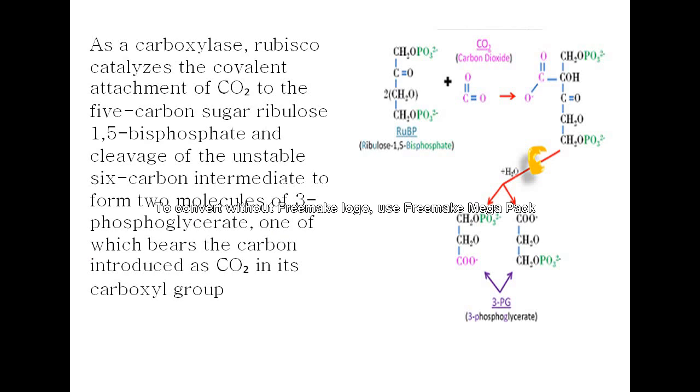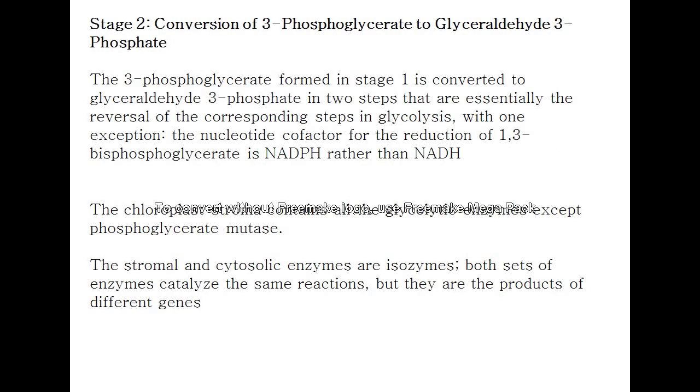Okay, so this is the reaction once again. Carboxylase attaches to the Rubisco. That 5 carbon will become 6 carbon. And the 6 carbon intermediate is not stable, so it eventually results in the formation of 2 molecules of 3-phosphoglycerate. So one of this bears the carbon introduced as carbon dioxide in the carboxyl group. അപ്പോൾ ഇതാണ് ഇതിന്റെ ഫസ്റ്റ് റിയാക്ഷൻ.